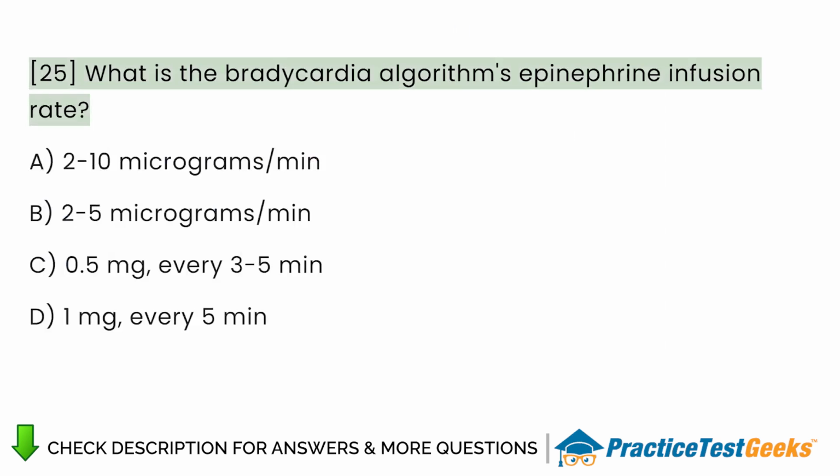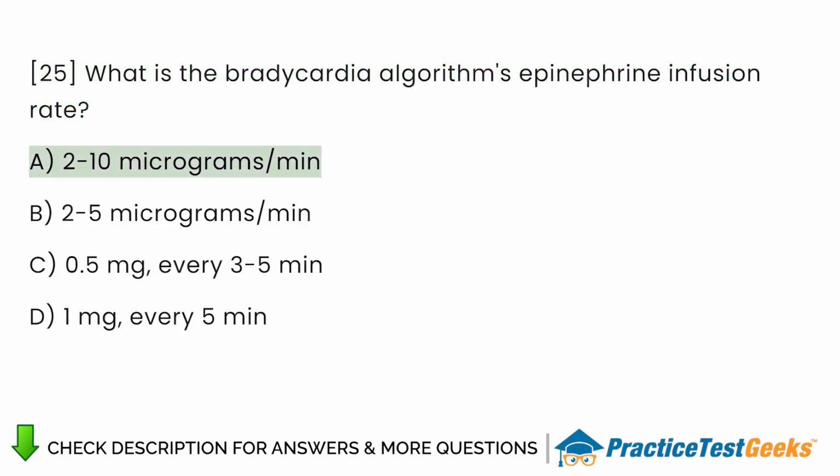What is the bradycardia algorithm's epinephrine infusion rate? A. 2 to 10 micrograms per minute. B. 2 to 5 micrograms per minute. C. 0.5 milligrams every 3 to 5 minutes. D. 1 milligram every 5 minutes.